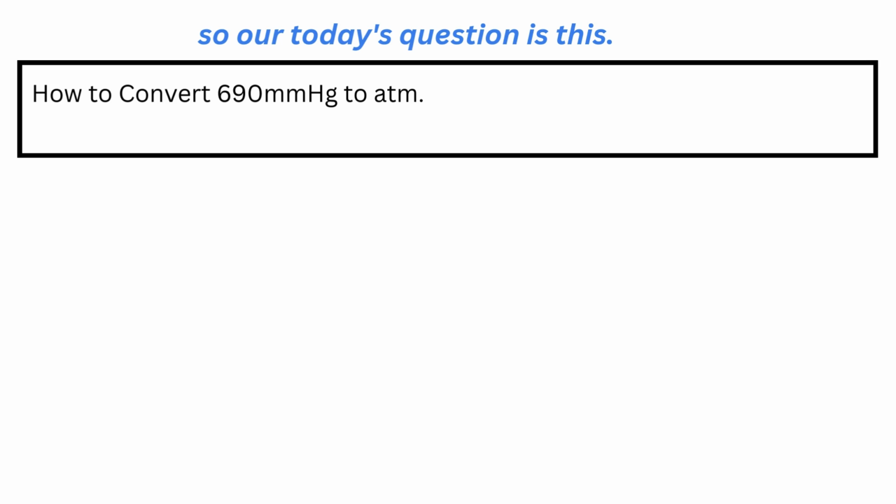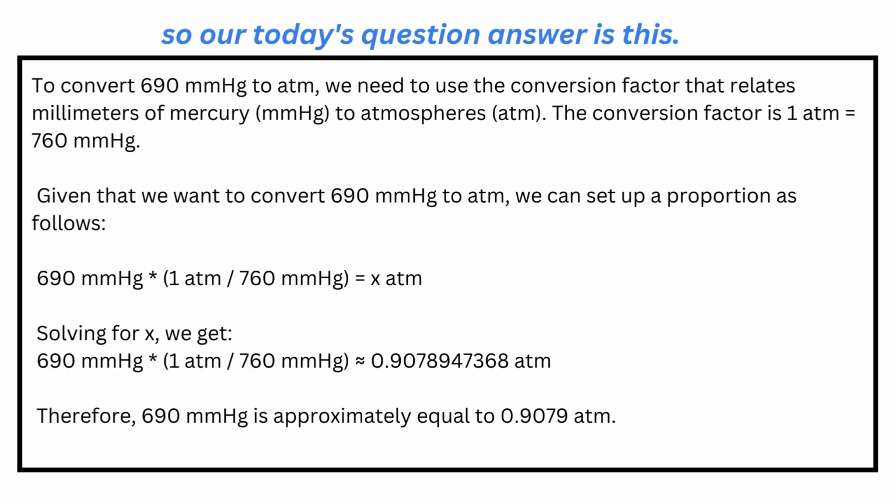How to convert 690 mm Hg to ATM? Correct answer is to convert 690 mm Hg to ATM, we need to use the conversion factor that relates millimeters of mercury (mmHg) to atmospheres (ATM). The conversion factor is 1 ATM equals 760 mmHg.